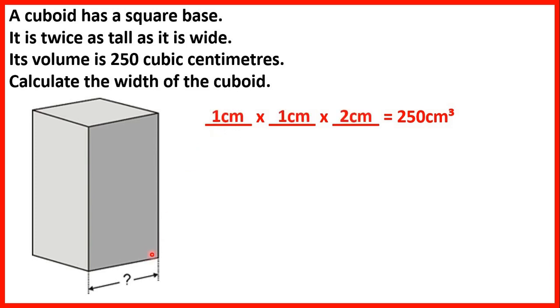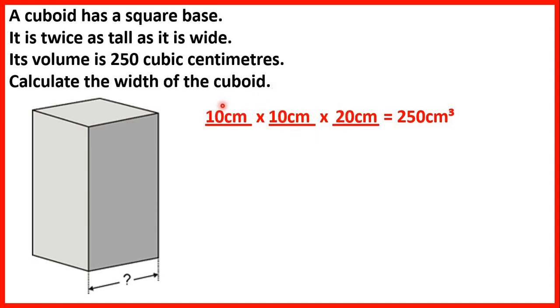So if the base was 1 centimetre, we would have 1 times 1, and then the height is twice as large, so the height would be 2 if the width was 1. But 1 times 1 times 2 is 2, not 250. So we need to try numbers which are much larger. So let's try 10 times 10 times 20.